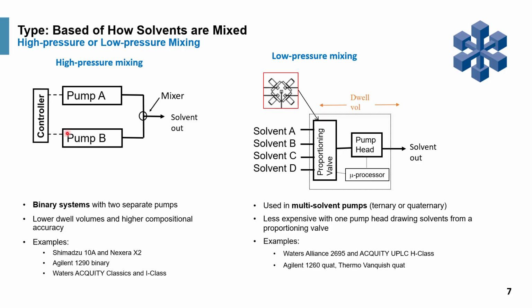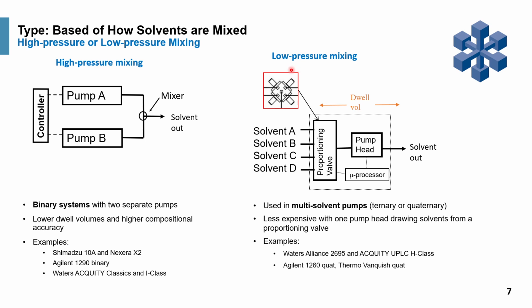So we talked a little bit about the high pressure mixing pump. These are binary pumps with two separate motors. They have something called lower dwell volume, which makes them very compatible with LC-MS and low flow applications. It actually delivers higher compositional accuracy. However, they are more expensive. And here are some examples.